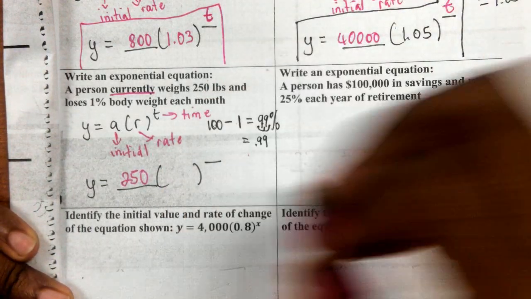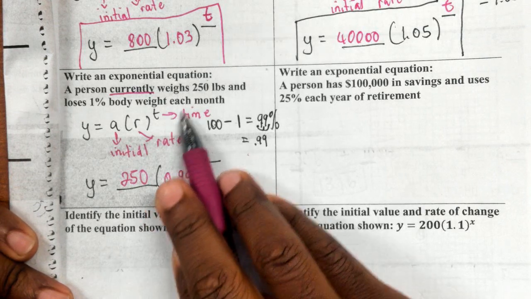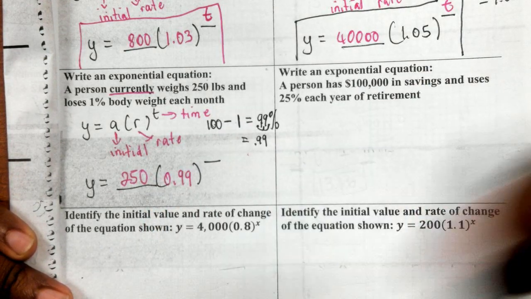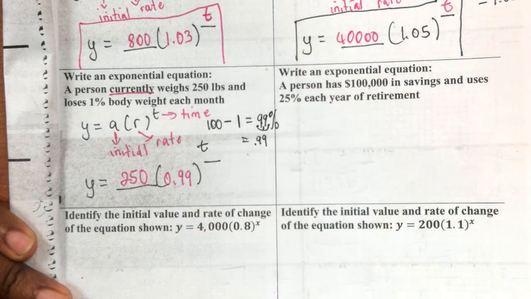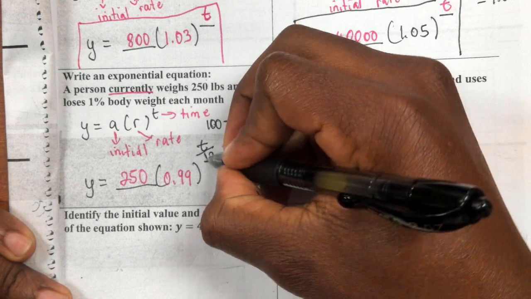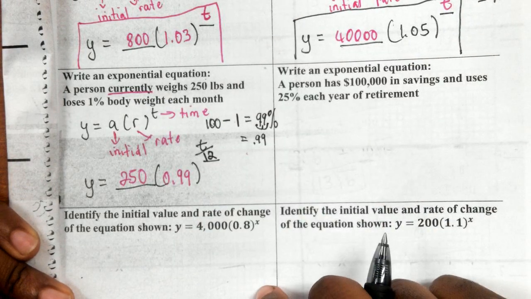So that's your rate, 0.99. Okay? Here it says each month, and in this way, you can represent it, all right? So this would be T over how many months are in a year? Yup, 12 months. So this would be T over 12, all right? So now let's try the next one.